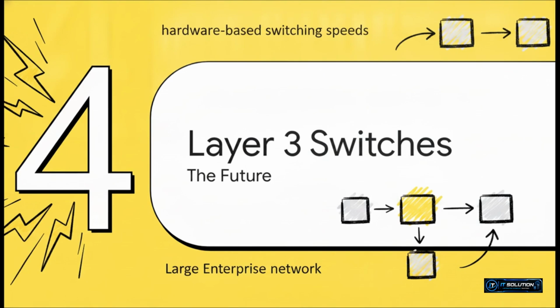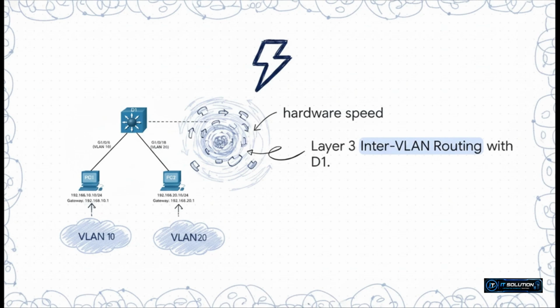Large enterprises need routing at hardware-based switching speeds, which brings us to the modern era. This multi-layer setup brilliantly illustrates our modern solution. What we're dealing with here is a multi-layer or layer 3 switch.